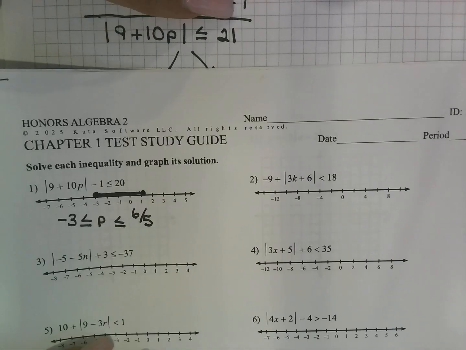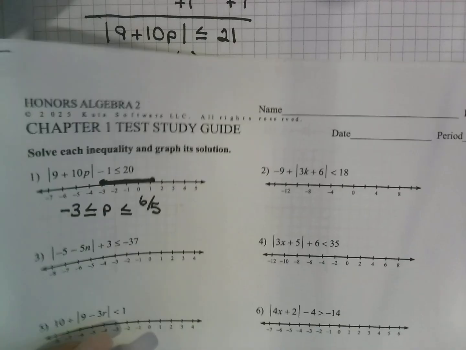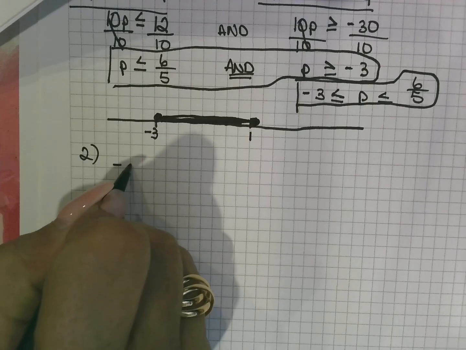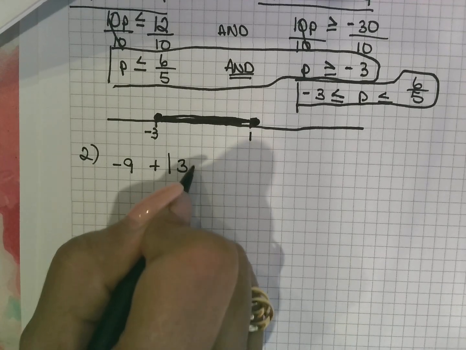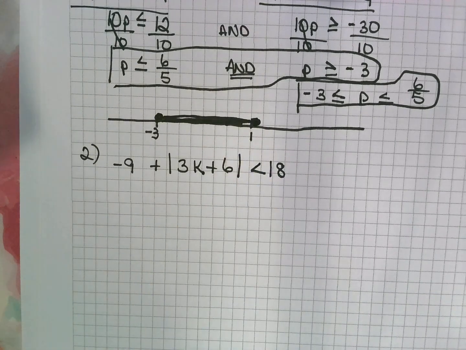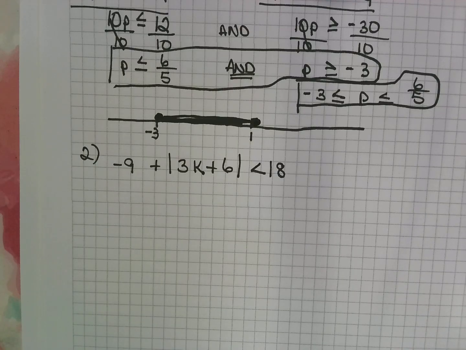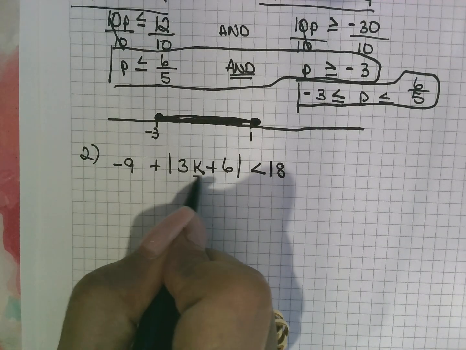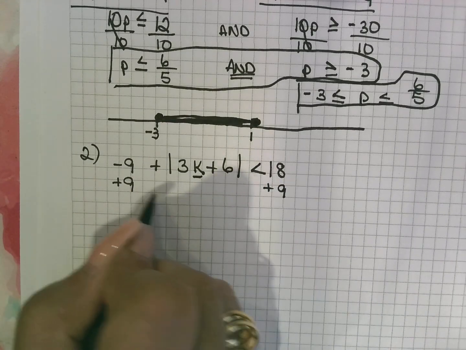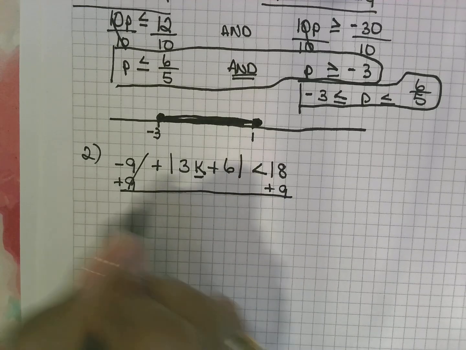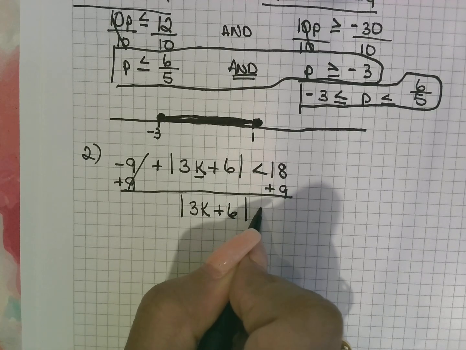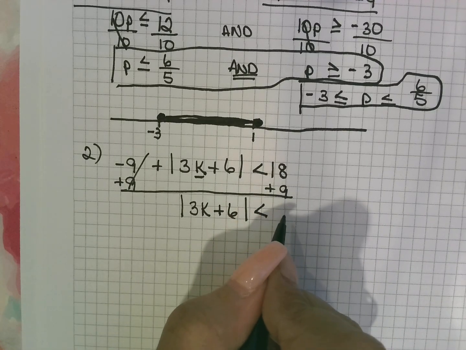Okay? All right, let's take a look at number 2. So I'm going to go ahead and write number 2 over here. This one's negative 9 plus the absolute value of 3k plus 6 less than 18. And once again, we want to solve, in this case, for the variable k. So the first step is to add 9 to both sides. Right? We're going to get rid of this. This will leave me with the absolute value of 3k plus 6, and that's going to be less than 27.